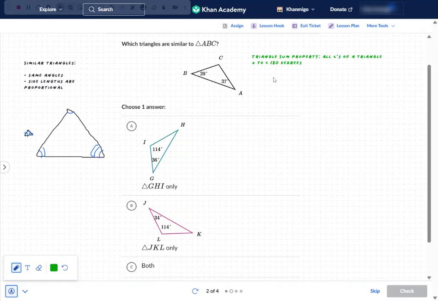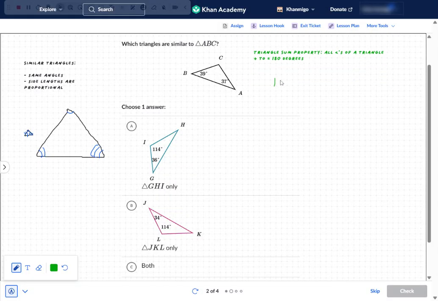All right, so in a calculator we're going to do 180 minus 39 plus 37 to find the missing angle, angle C. So to calculate, 39 and 37 add together to 76. Then taking that away from 180 leaves us with 104 degrees. So this angle here is 104 degrees.